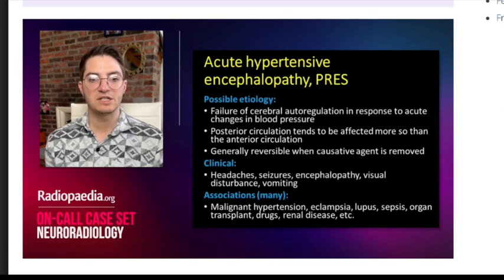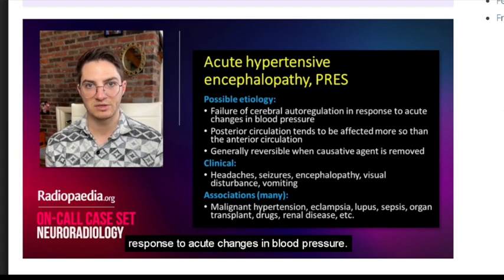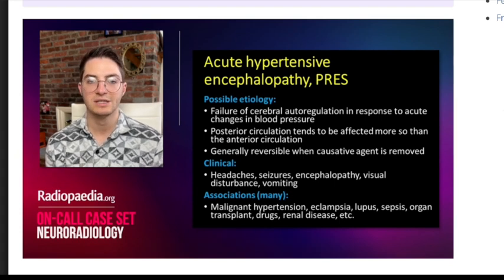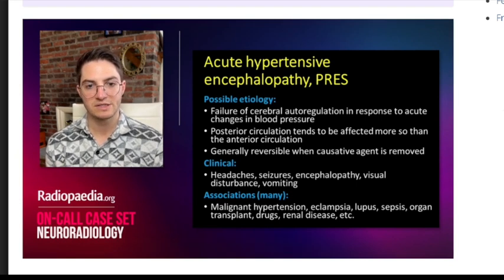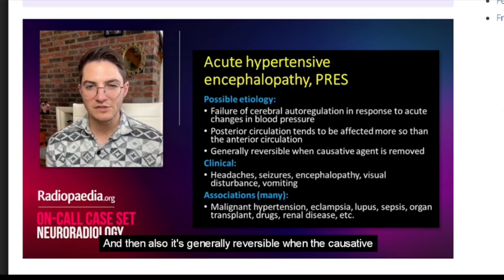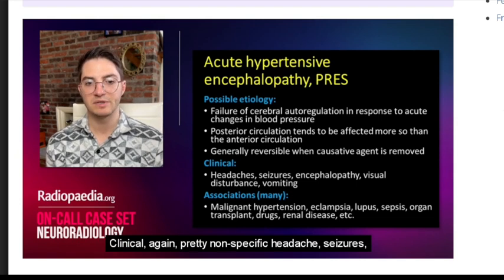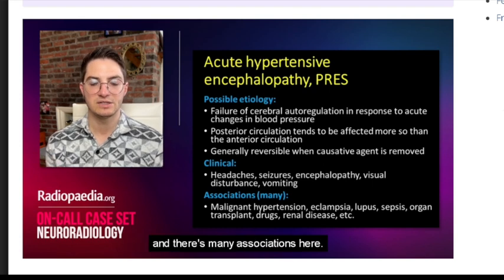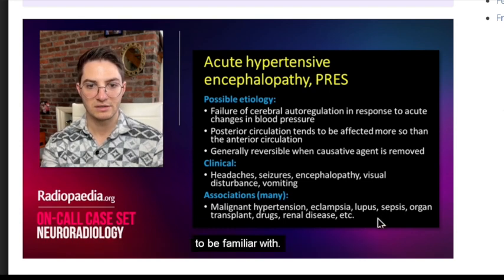Learning points. Possible etiology is thought to be due to a failure of autoregulation in response to acute changes in blood pressure. Posterior circulation tends to be affected a little bit more than the anterior circulation. That's potentially because of relative sparsity of sympathetic nerves. And then also, it's generally reversible when the causative agent is removed. Clinically, again, pretty nonspecific: headache, seizures, encephalopathy, visual disturbance, vomiting, and there's many associations here. If you Google it, there's going to be a very long list. These are just some of the general ones to be familiar with.